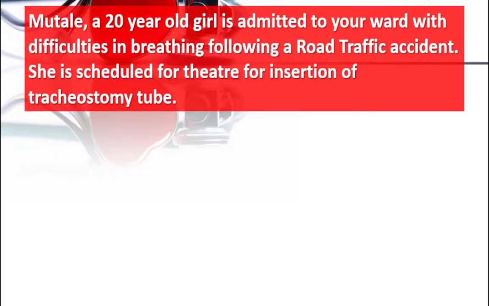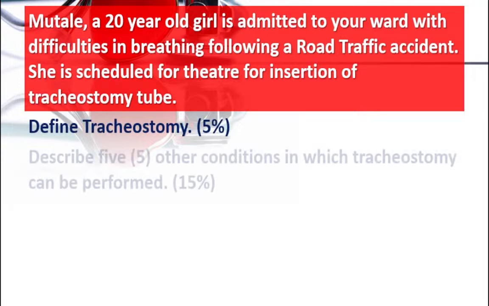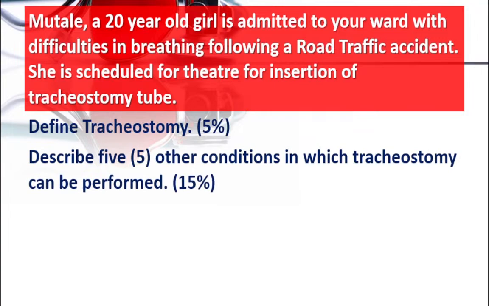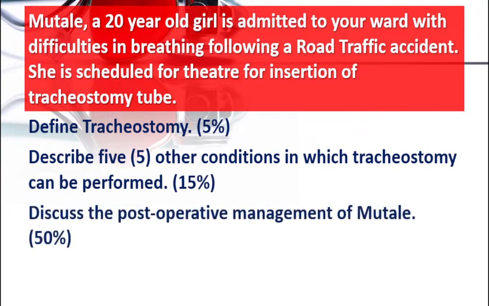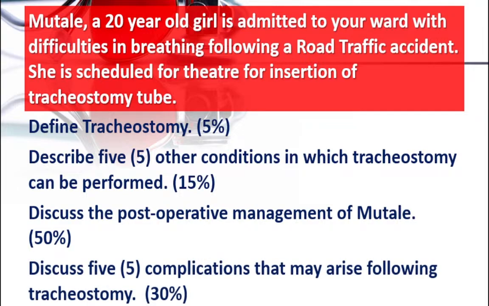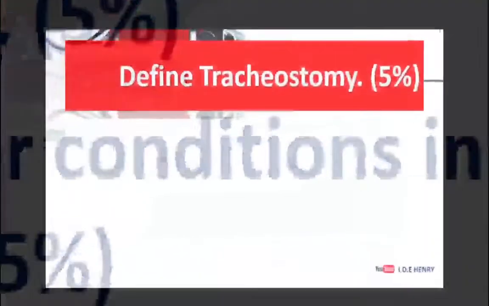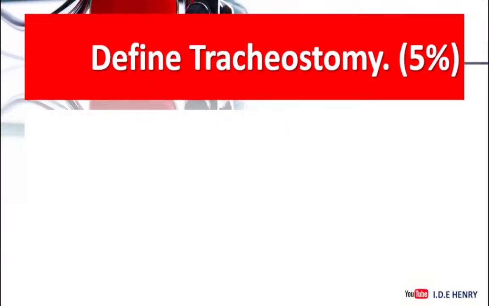The question reads, Mutale, a 20-year-old girl is admitted to your ward with difficulties in breathing following a road traffic accident. She is scheduled for theater for insertion of tracheostomy tube, and the questions read, define tracheostomy, describe 5 other conditions in which tracheostomy can be performed, discuss the post-operative management of Mutale, and lastly, discuss 5 complications that may arise following tracheostomy. Without wasting much of your time, let's define tracheostomy.